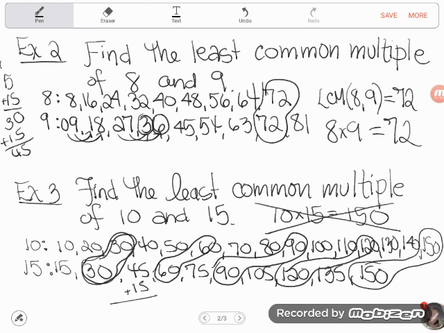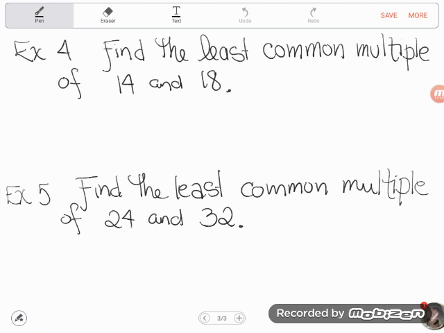What would have to be true for me to be able to just multiply two numbers together to find the LCM? Okay, but we'll save the answer to that for another video, because I want to talk about the problems where it would not be easy to just list the numbers. Let's take a look at example 4. It says find the least common multiple of 14 and 18.